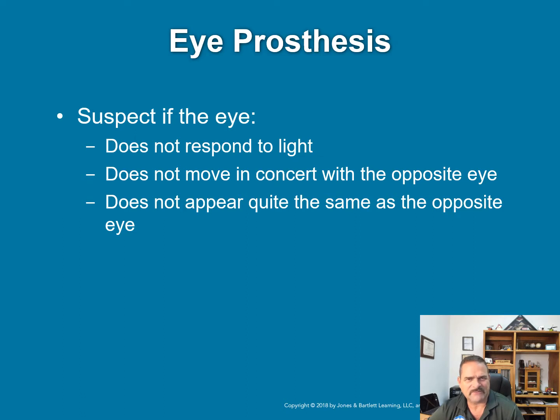You could suspect the patient has an eye prosthesis if the eye does not respond to light, does not move in concert with the opposite eye, or does not appear quite the same as the opposite eye. They may have a prosthesis in there. Plus, you can ask the patient, do you have a fake eye?